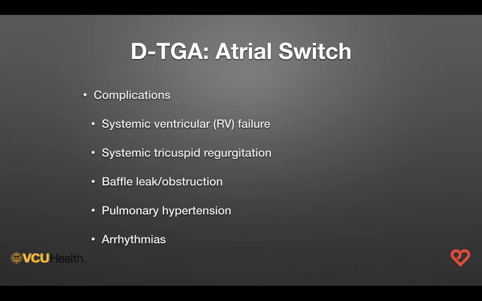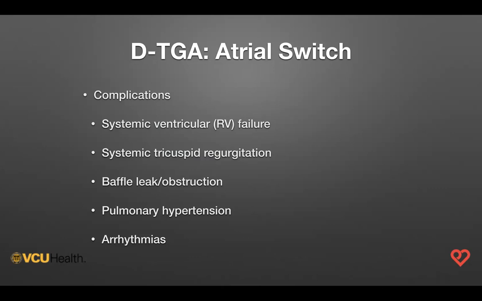What are complications that we are looking for? We can see systemic RV failure. It is not meant to have those systemic pressures over a lifetime. As the RV begins to fail or become dysfunctional, you get systemic tricuspid regurgitation. You can get baffle leaks, as I showed you in the first case. You can get obstruction as well. That SVC baffle is known for developing obstruction.